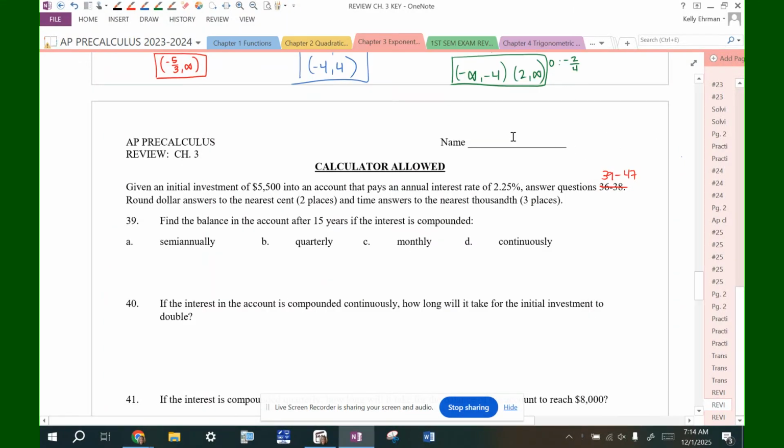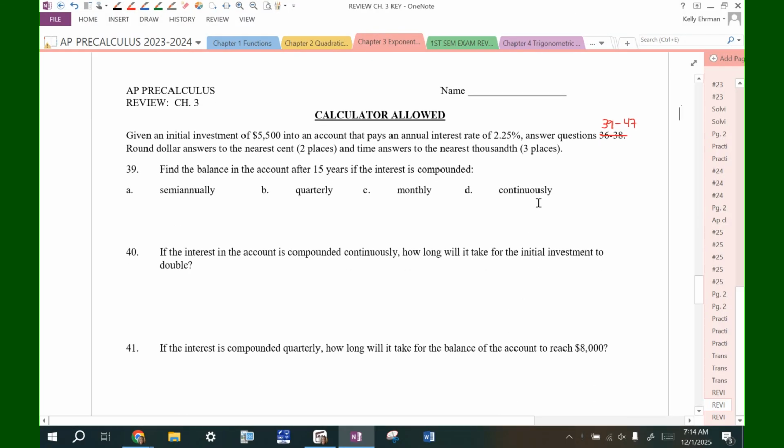All right, so this is the calculator part of the Chapter 3 test review. I might have my numbering off a little bit, but we're going to start with our compound interest problems. So remember, first you need to know your two compound interest formulas. For n compoundings, we have this formula. It is to the nt power, not rt.